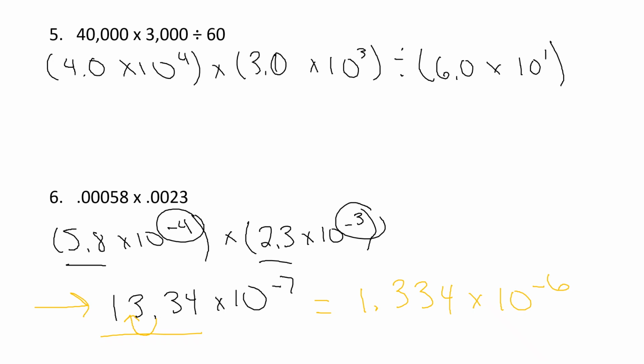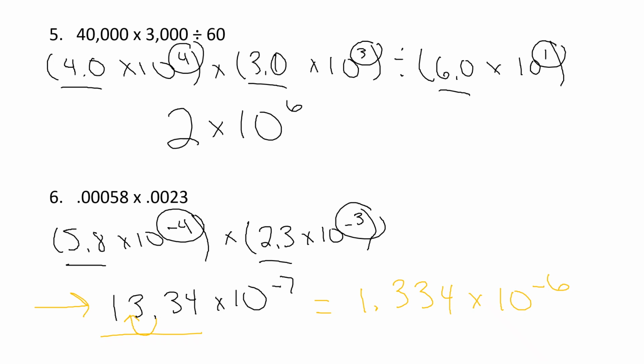So what we're going to do is we're going to do the whole numbers: 4.0 times 3.0 divided by 6.0. When we do that, we get 2. 4 times 3 is 12. 12 divided by 6 is 2. Now we're going to add these exponents because we're multiplying. 4 plus 3 is 7. Take 1 away because we're dividing that one. So 7 minus 1 is 6, and that is it.